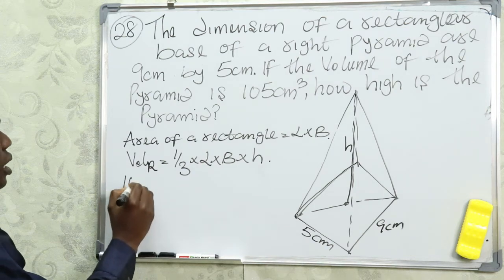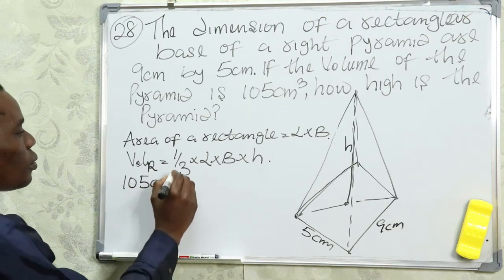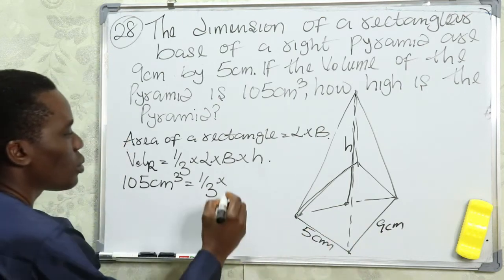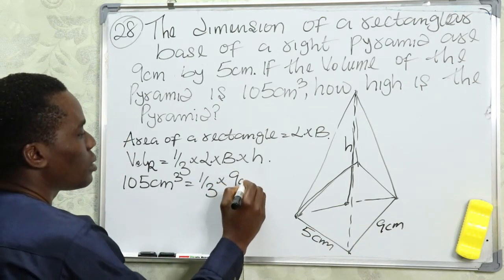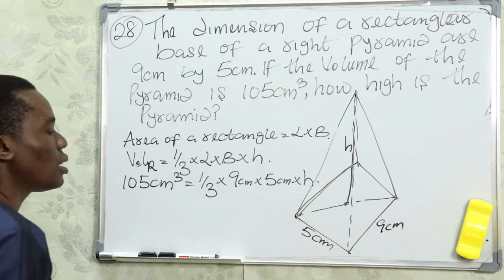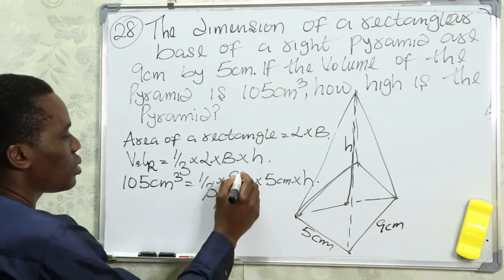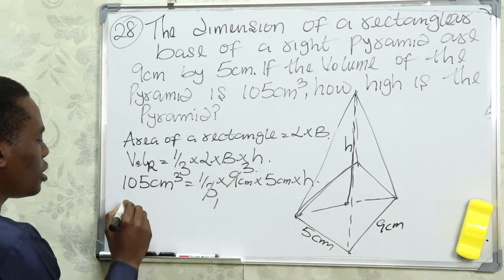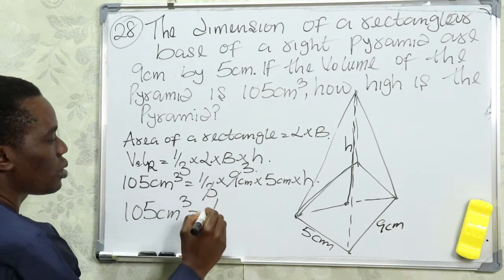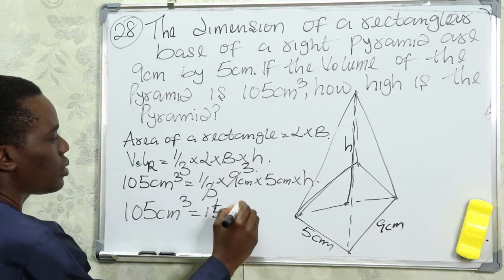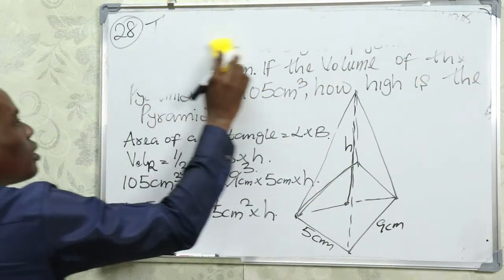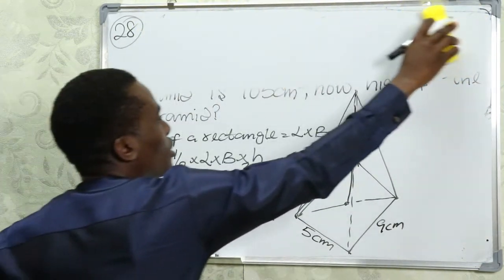So we know that our 105 centimeter cube will be equal to 1/3 times 9 centimeter times 5 centimeter times the height. So 3 here, 1, 3 will give us 3. So we are going to have 105 centimeter cube equal to 15 centimeter square times the height. Remember, we are looking for the height of the pyramid.